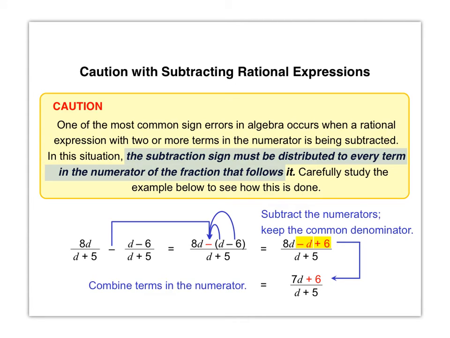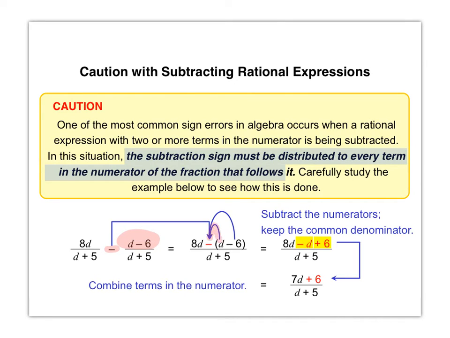Now, a word of caution with subtracting rational expressions. One of the most common sign errors in algebra occurs when a rational expression with two or more terms in the numerator is being subtracted. So again, look carefully at this example here. The first fraction, we're subtracting the entire fraction. The denominators are the same, but you want to subtract this entire numerator.